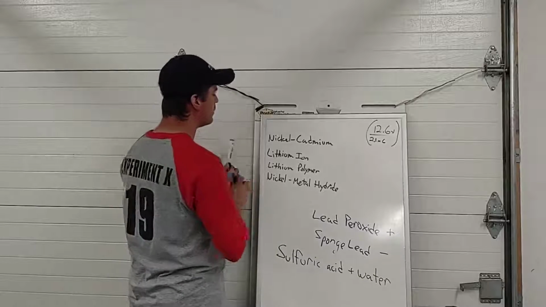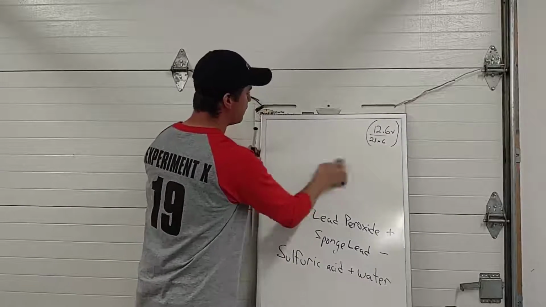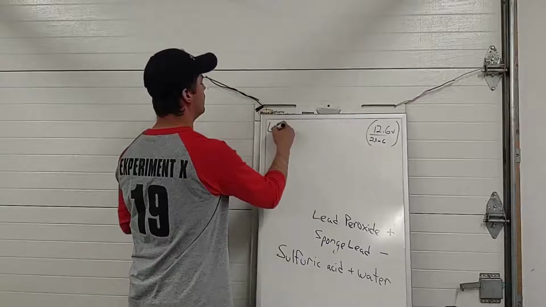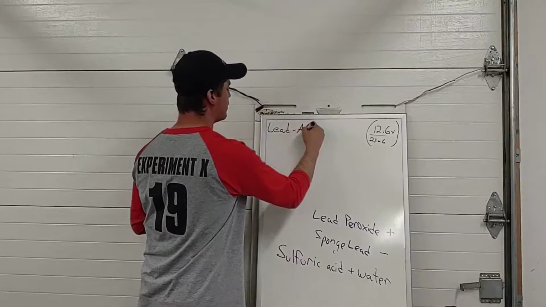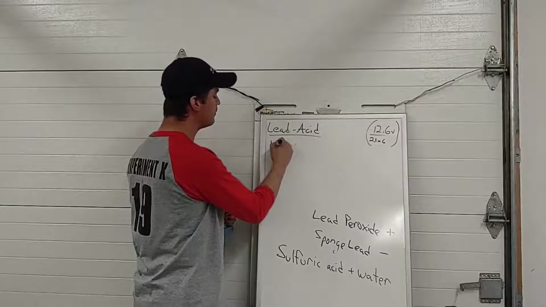Basically, we settled on these lead acid batteries rather than these other technologies for a car battery. And there's a reason for that. So a lead acid battery is very good at high current surges.